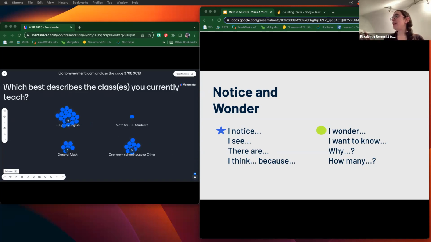And then students can also ask, why are there so many people in the ESL group? How many people are in the one room schoolhouse group? I wonder why there's only one person who teaches a math for ELL students class. It's very open, anyone can answer.